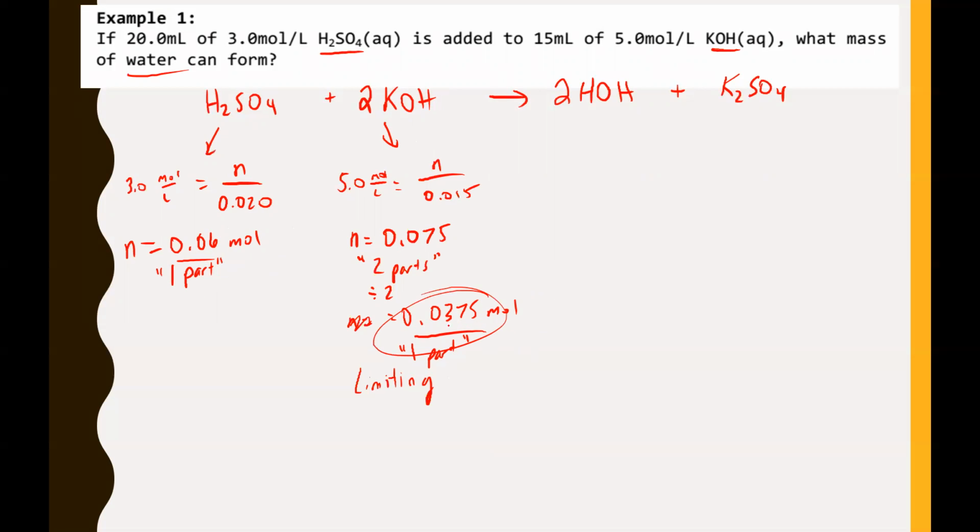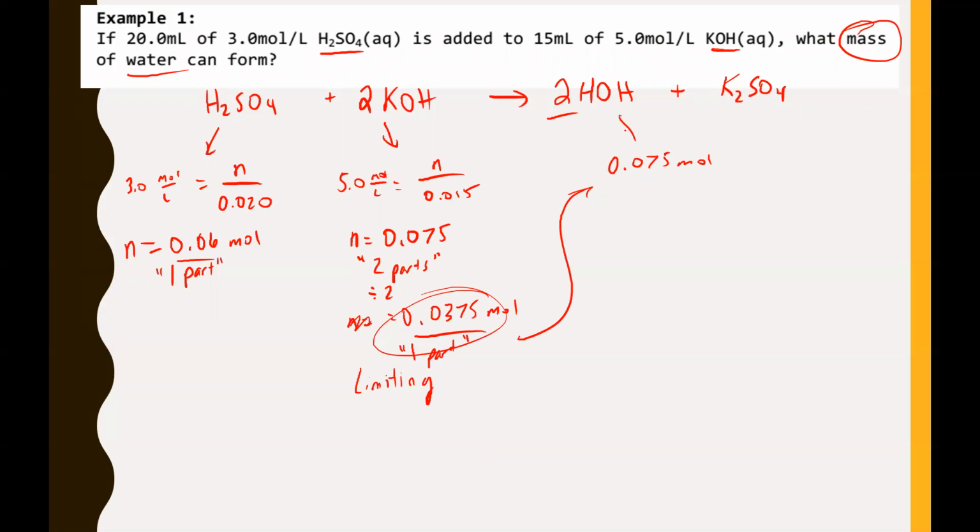So since we know 1 part is 0.0375 moles, and we have 2 parts of water that are forming, we know the amount of water that's forming is going to be 0.075 moles. But the question is asking for what mass of water can form.